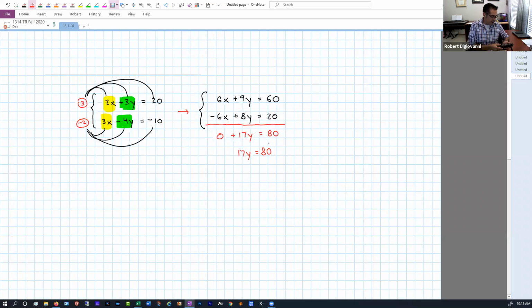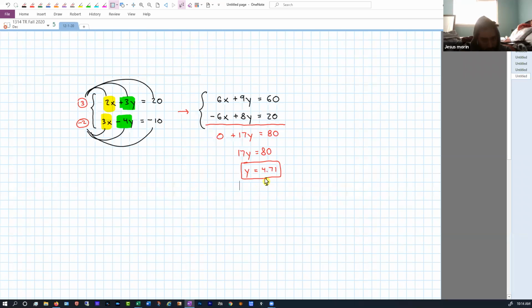Divide both sides by 17. So 80 divided by 17. Y is approximately 4.71. I'm just going to round it to 2 decimal places. That's what Y is. Now, how do we get X? What are we going to do? Substitute Y with the number, plug it in, right? Which one though? Which equation?